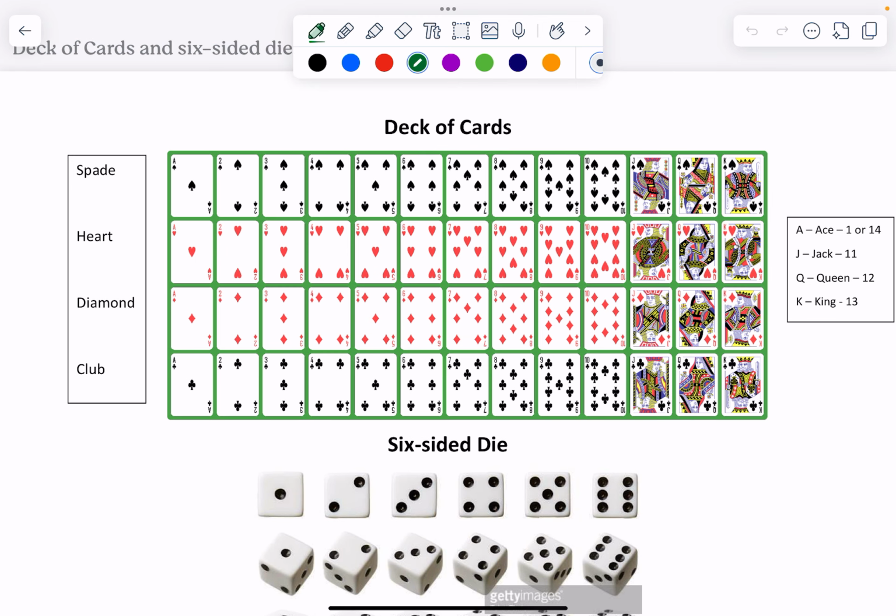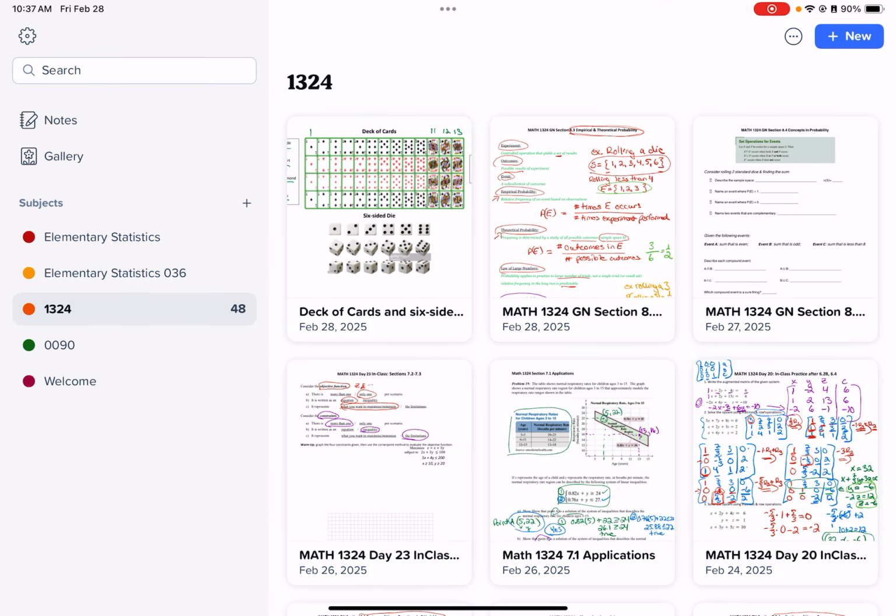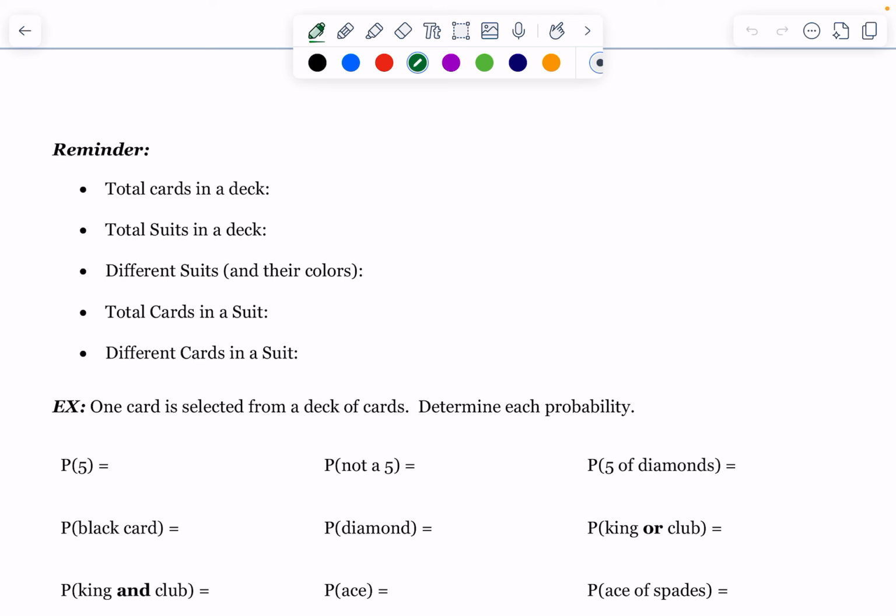So we have, the suits are spade, heart, diamond, and club. And then each one has 13 cards. So this is 1, 11, 12, and 13. It's right here, the number values. So each suit has 13, and we've got 4 suits. So we've got 4 times 13, which is 52 total cards in a deck.